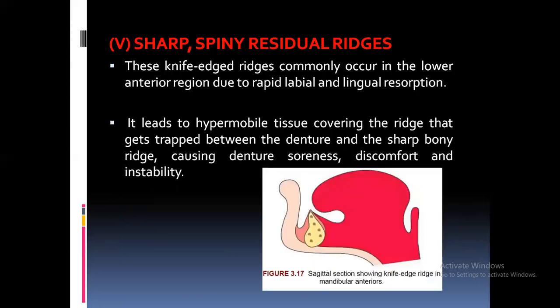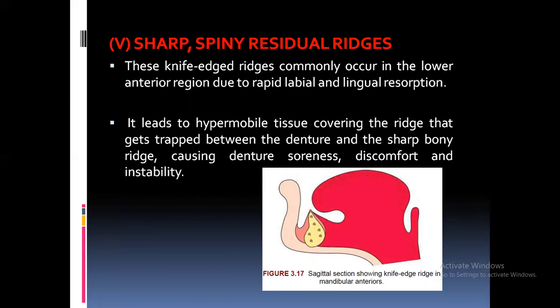And next bony abnormality is sharp, spiny residual alveolar ridge. This knife-edged ridge commonly occurs in the lower anterior region due to rapid labial and lingual resorption. It leads to hypermobile tissue covering the ridge that gets trapped between the denture and the sharp bony ridge, causing denture soreness, discomfort, and instability.